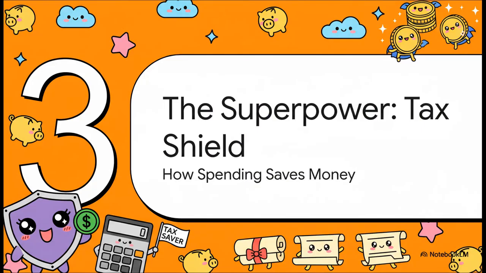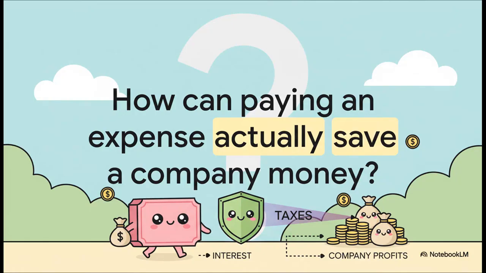Okay, now for what I think is the most interesting part, and it's an absolute favorite for examiners. Debentures have this secret superpower called the tax shield. This concept is so important. It's this idea that by paying interest, which remember is an expense, a company can actually save a ton of money on its taxes. I know, it sounds pretty weird, right? Yeah, it does seem completely backward. You're spending money on interest, so how on earth can you be saving money?